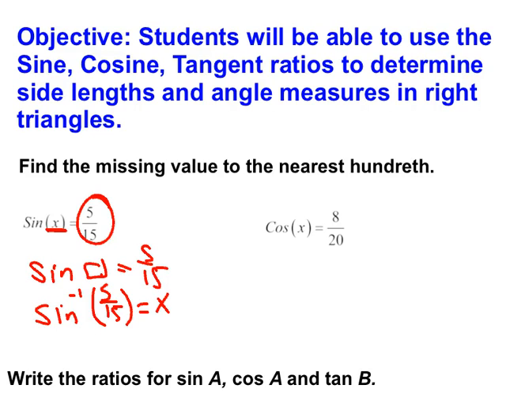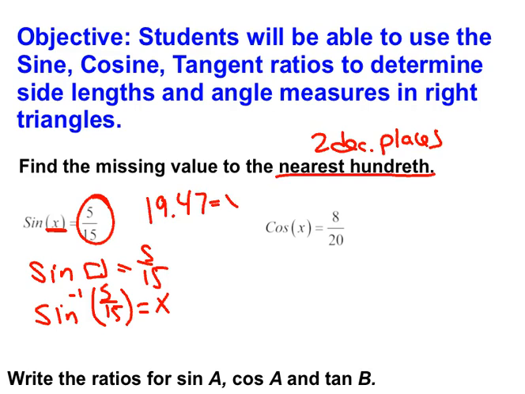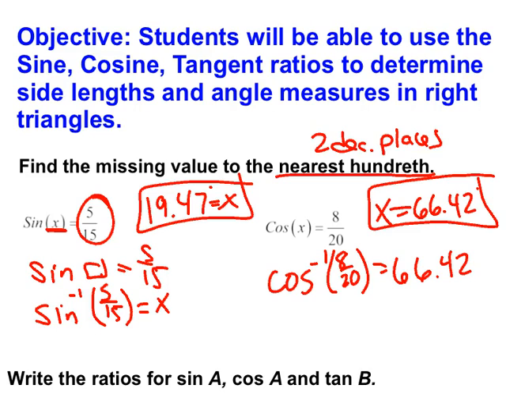The directions say round to the nearest hundredth. If you're rounding to the nearest hundredth, that means 2 decimal places. So we're going to have 19.47 equals x. Alright, pause the video and try the next one. One thing that you want to make sure of is x is talking about degree measures, so make sure you have those degree symbols with both of those answers. You should get x to be 66.42 degrees at the top.